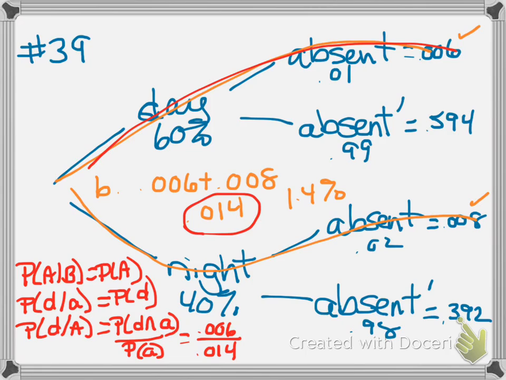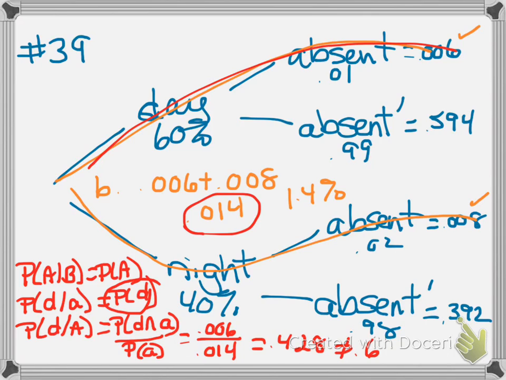All right, so let's go do the math on that. So 0.006 divided by 0.014, and I get 0.428, okay? Now, does that equal the probability that they worked the day shift? Well, the probability they worked the day shift is 0.6. So do you see that they're not the same? They are not the same. So therefore, these guys are not independent.